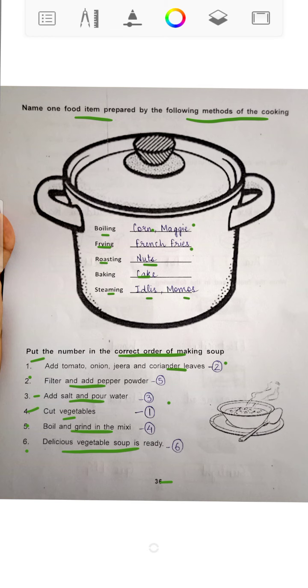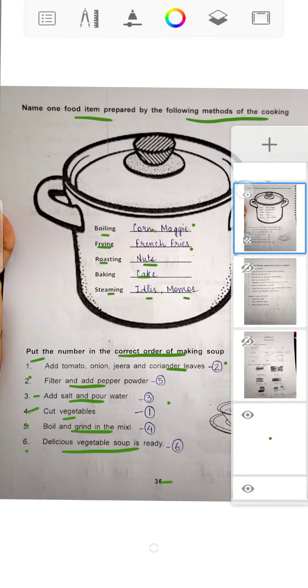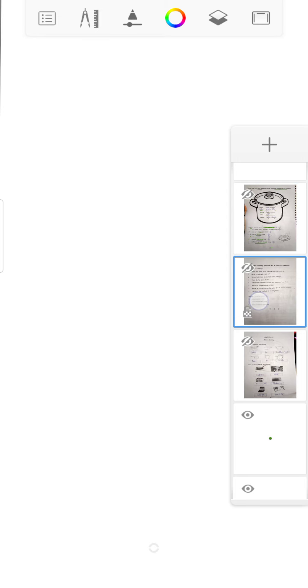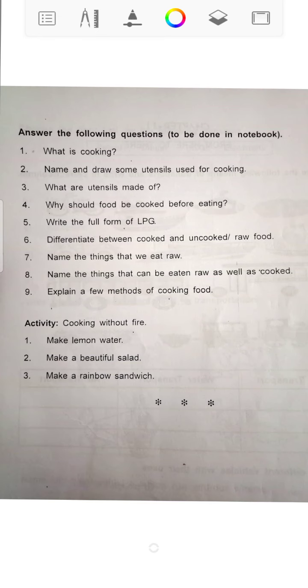You can also prepare the soup by the method called boiling. Last is answer the following questions. I am giving you the answers for these questions. You have to write down the answers in your EVS notebook. The first is what is cooking. So it is basically a method or the preparation of food.